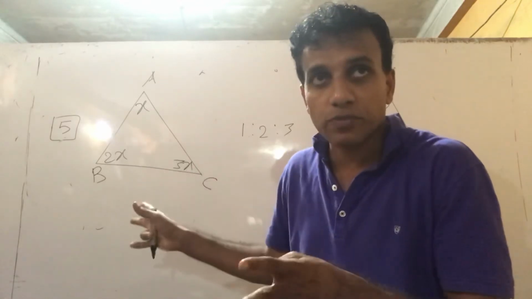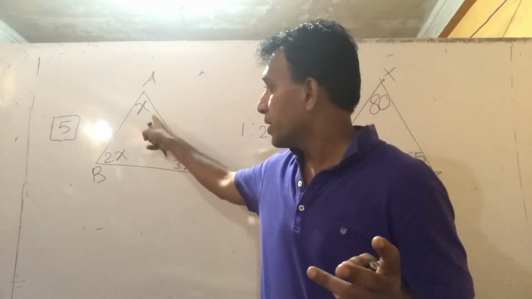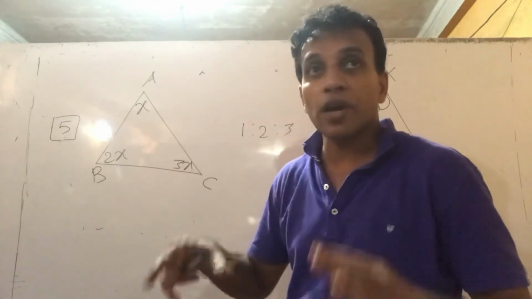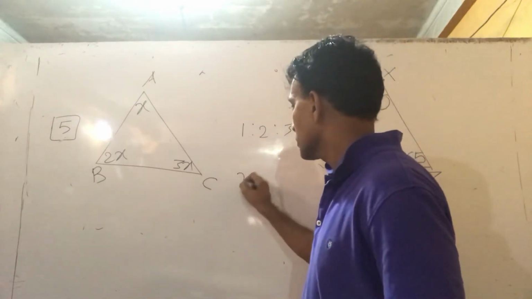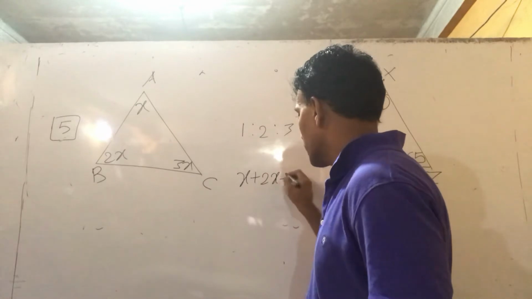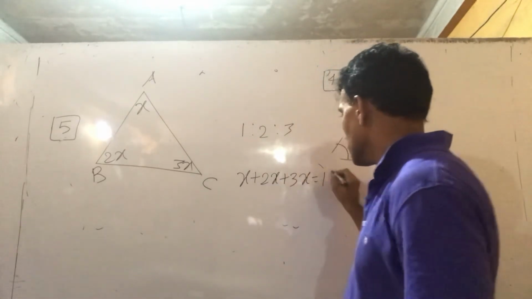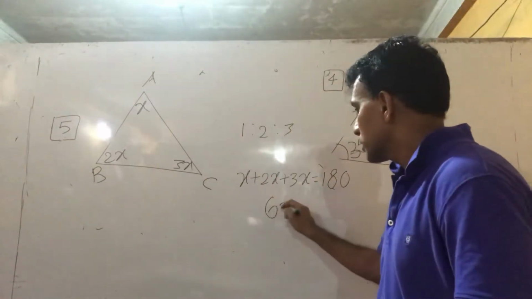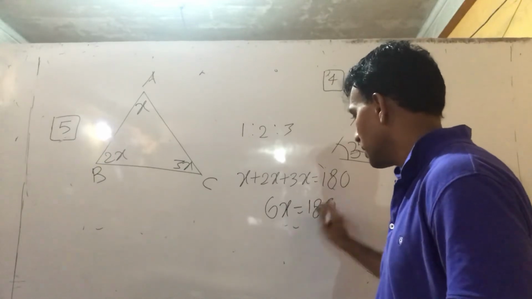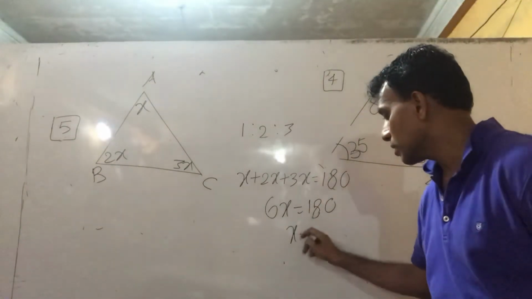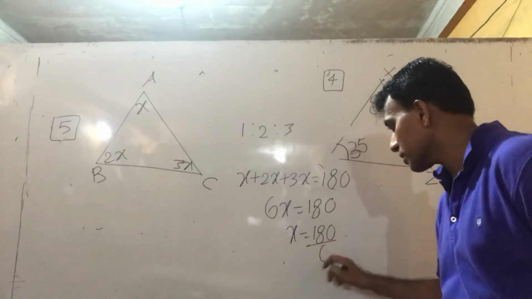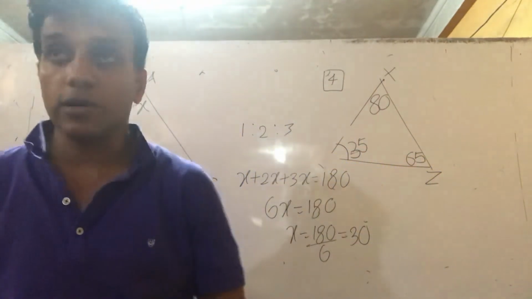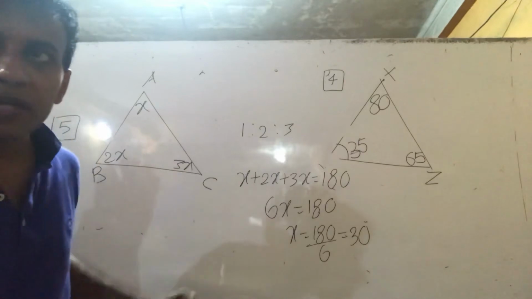Let's look at this diagram. I don't know what type of triangle it is. Here 1x, 2x, 3x. So first you find the x value. All three angles add up to 180, right? x plus 2x plus 3x, so the total is 6x. 6x equals 180. Therefore x equals 180 divided by 6. What is that? 30 degrees. x equals 30. Okay.